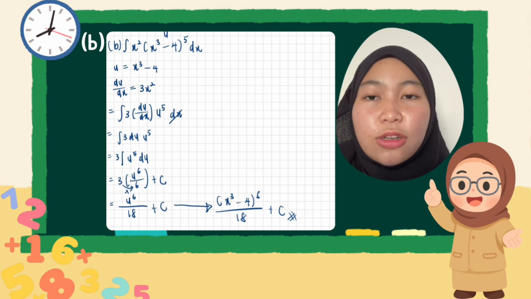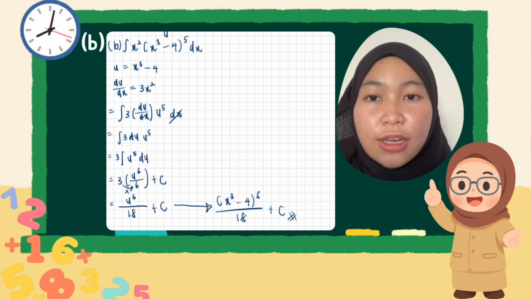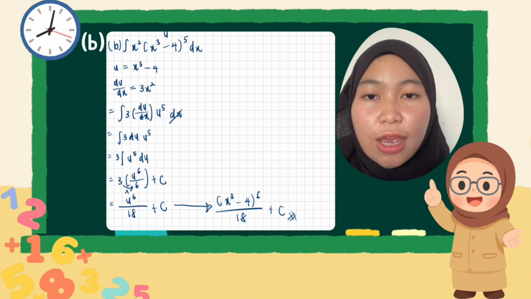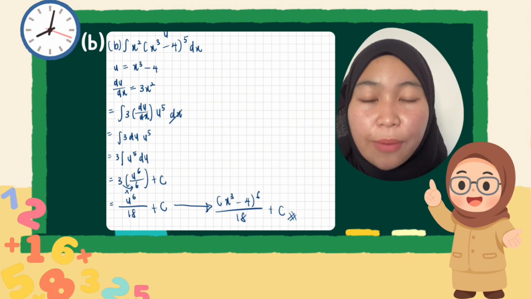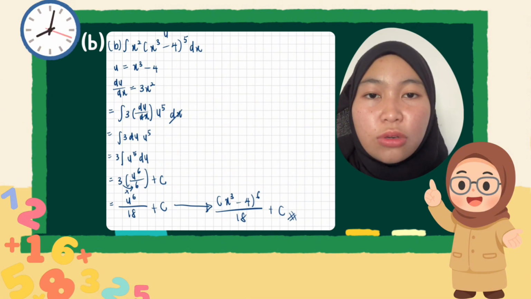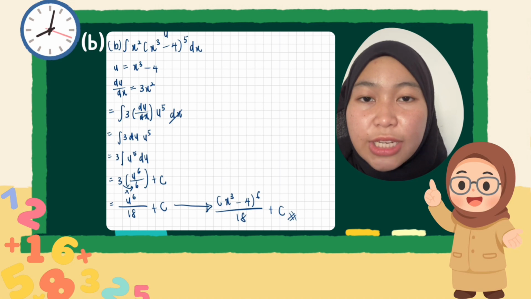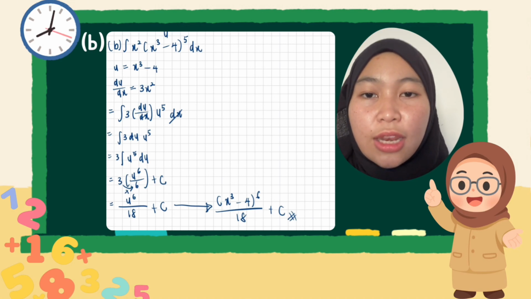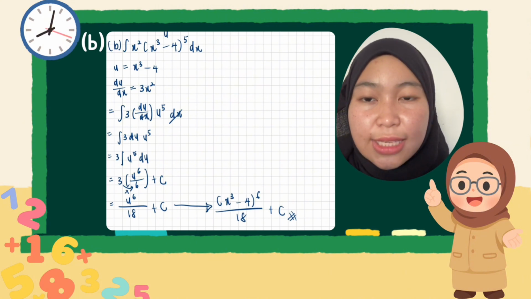Since the original question only contains x squared dx, we rewrite it as 1/3 du. After substituting everything into the integral, the equation becomes 1/3 times the integral of u raised to the 5th power. Next, we apply the power rule of integration by increasing the exponent by 1 and dividing by the new exponent. This gives us u to the 6th power over 6.